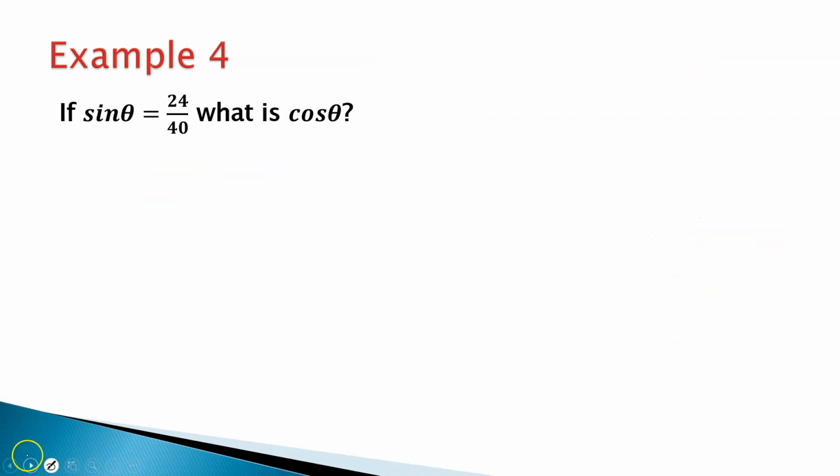All right. So let's get into example number 4. This time you guys will actually have to build a triangle, and we're going to have to use a little bit of Pythagorean theorem. This is why we were practicing Pythagorean theorem, a squared plus b squared equals c squared, a little bit earlier this week. So it says if sine of theta is equal to 24 over 40, then what the heck is cosine?